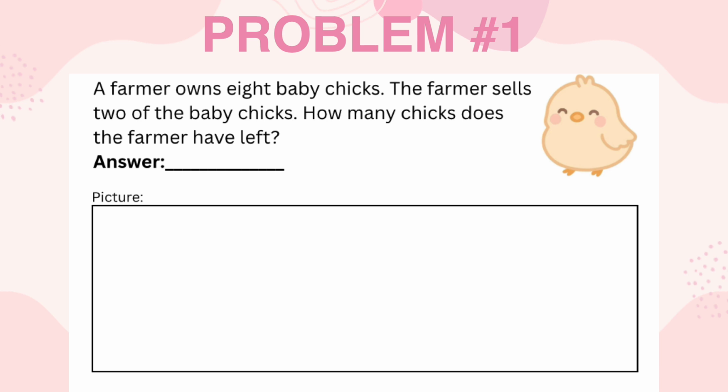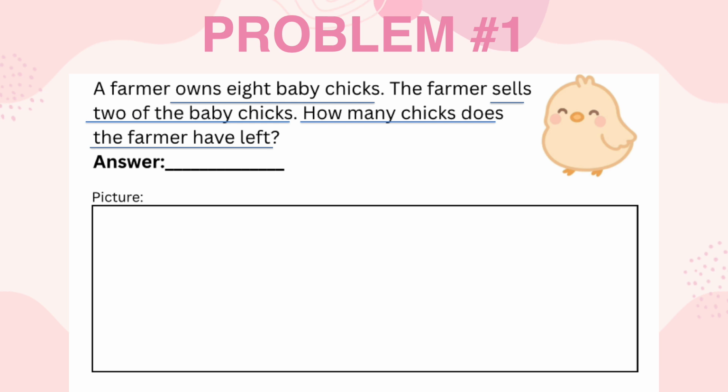So before I tackle the problem, I'm going to underline any key components of this. I'm going to underline the part where it talks about how many baby chicks the farmer initially has, which is 8. As we do this, go ahead and underline with me. I'm also going to underline the part where it says the farmer sells 2 of the baby chicks. And then finally, I'm going to underline the actual problem that we're trying to solve, which is how many chicks does the farmer have left?